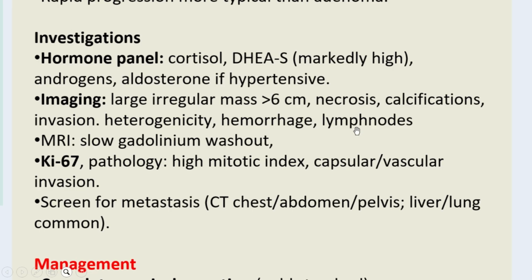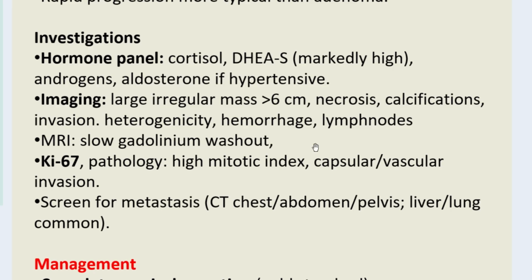Then when they do the MRI, there's a slow gadolinium washout, whereby when they use that contrast, it takes longer to wash out in areas of this. Then when you do pathology, you look at the mitotic index, which is going to be higher, there's capsular or vascular invasion, and then you want to screen for metastasis.